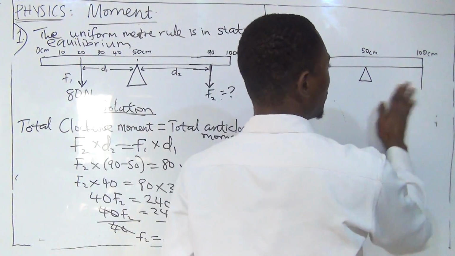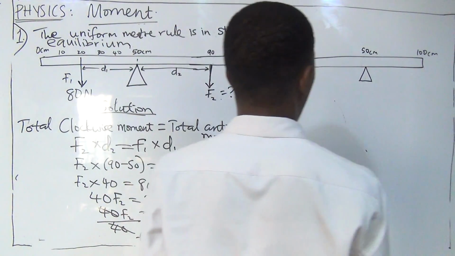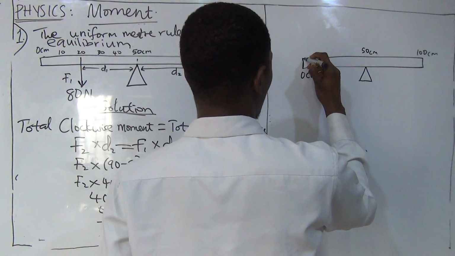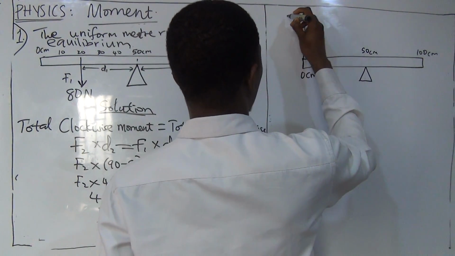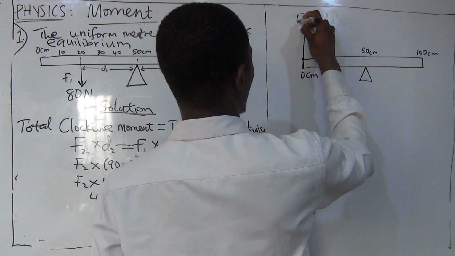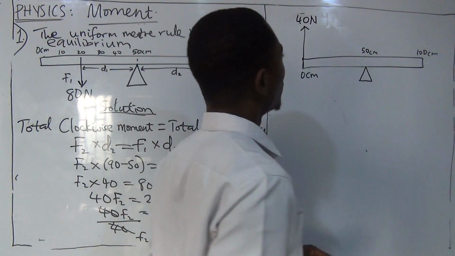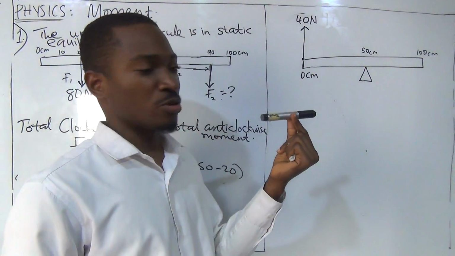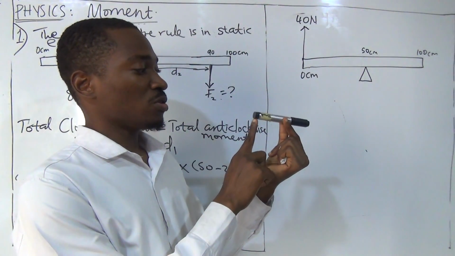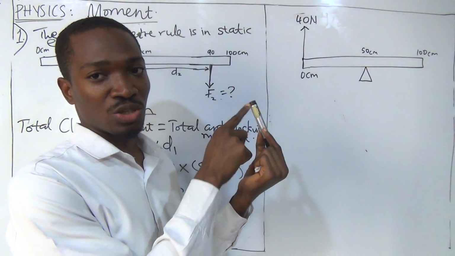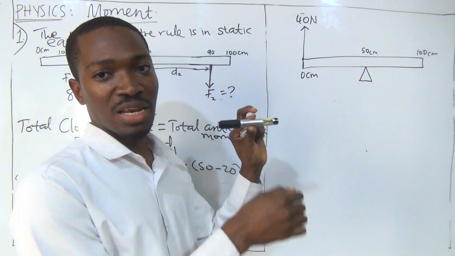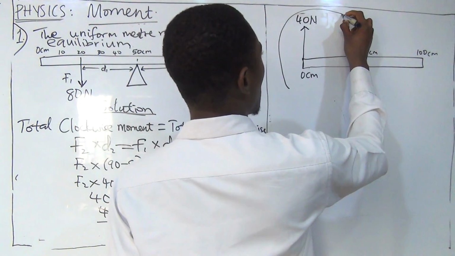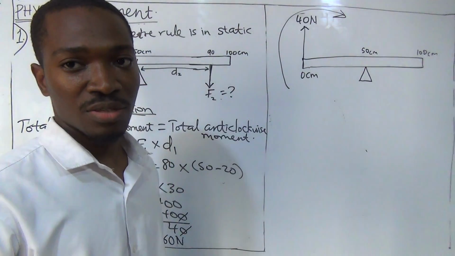Now let us assume that we apply the force upward. Let me put the 0 centimeter mark here. Now we are applying a force of 40 Newton in an upward direction. What will be the moment produced by this upward force? If you apply an upward force, you see it is rotating in an anti-clockwise direction. The marker is rotating in an anti-clockwise direction. So this force will produce an anti-clockwise moment.